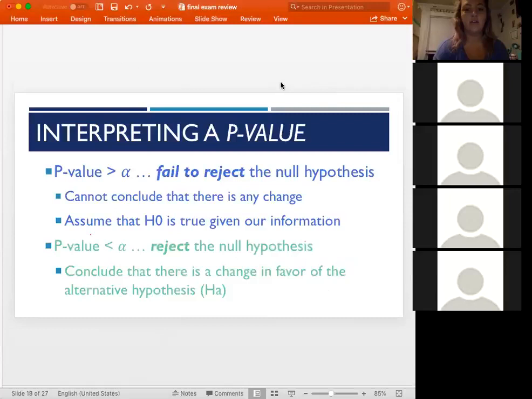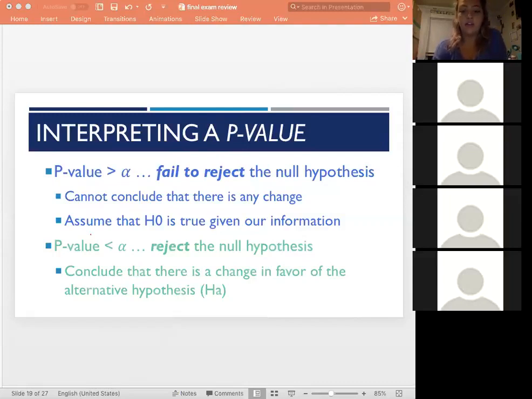So we'll now go into interpreting the p-value that you get. Remember, if your p-value is greater than alpha, which is often described as 0.05, so 5%, and remember, alpha is our probability of making a type 1 error, which we'll talk about in a little bit. Our p-value is greater than alpha, we're going to fail to reject the null. We always assume that the null is true.